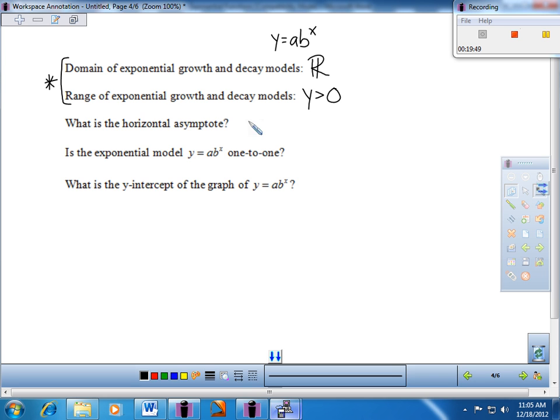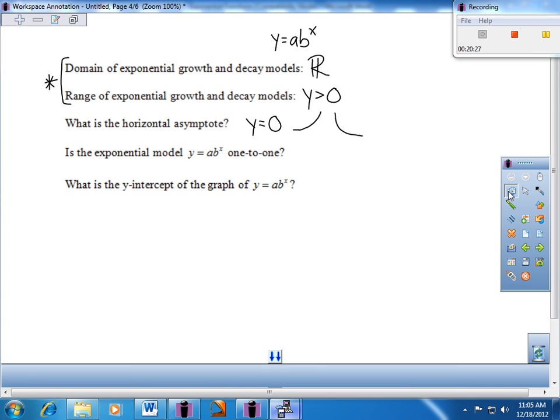Which means, of course, graphically, we have this horizontal asymptote, so that boundary right there at y equals 0. And from either direction, the graph is getting closer and closer and closer to 0 without ever touching or crossing. Either exponential growth as it goes to the left, or exponential decay as it goes to the right.